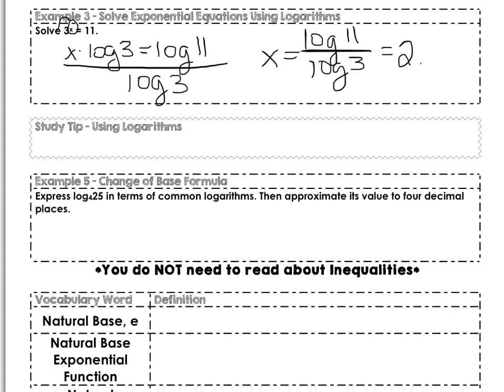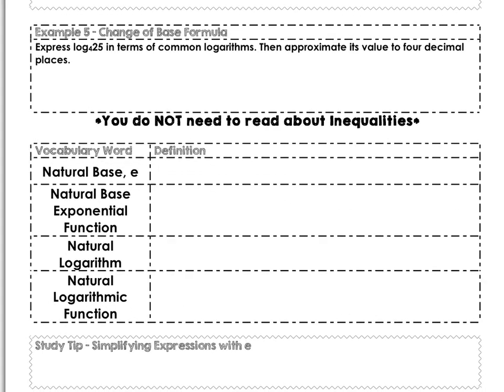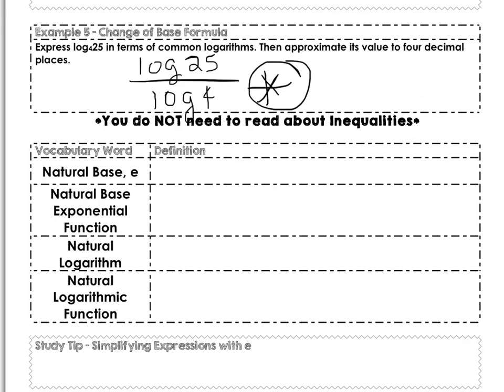You're going to get approximately 2.1828. All right, what we essentially just did there was called the change of base formula. The change of base formula is a way of rewriting things in terms of the common base 10 logarithm. So log base 4 of 25 is really going to be rewritten as log of 25 divided by log of 4. This is especially helpful if you don't have an updated calculator.